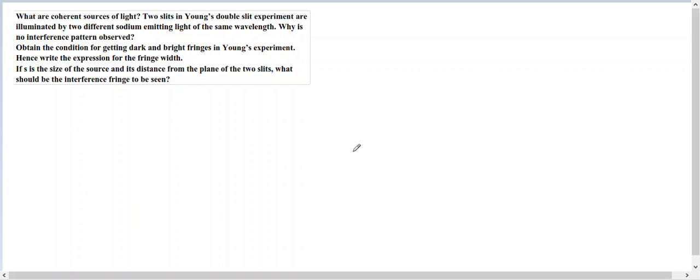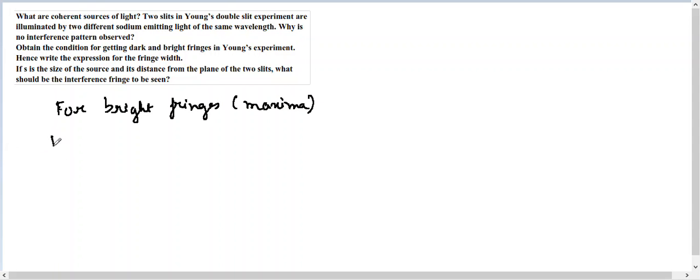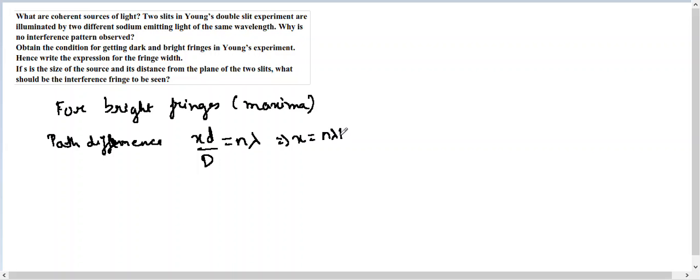Now, let us find out the conditions for getting the dark and the bright fringes. For a bright fringe, that is maxima, we know that the path difference xd by D is equal to n lambda, which implies x is equal to n lambda D upon d, where small d is the distance between the two slits and capital D is the distance between the slits and the screen. Here n ranges from 0, 1, 2 and so on.